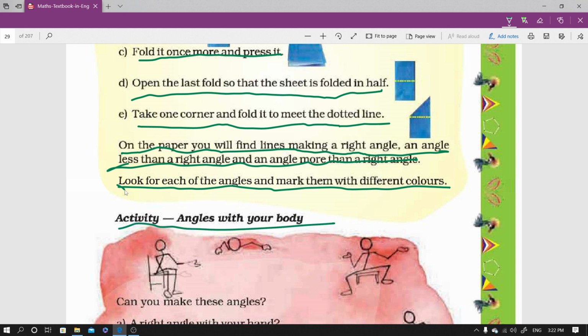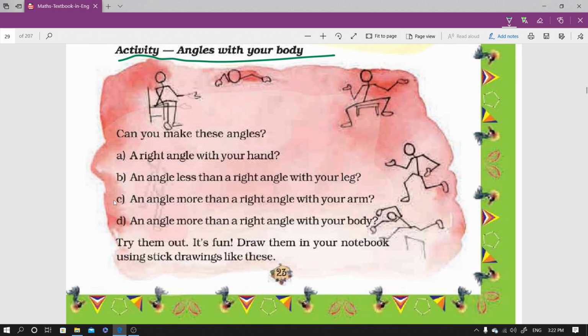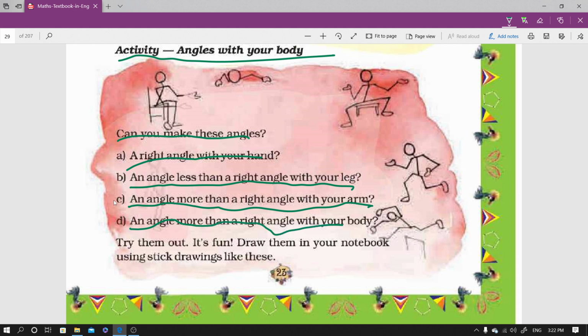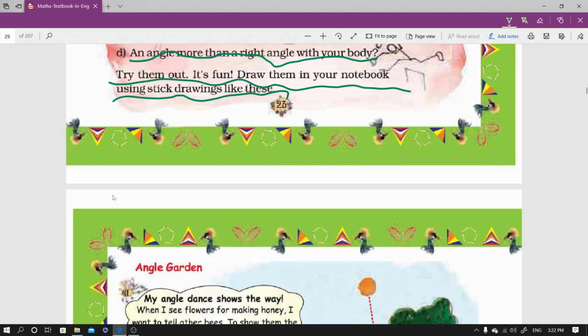Activity: angles with your body. Can you make these angles? A right angle with your hand, an angle less than a right angle with your leg, an angle more than a right angle with your arm, an angle more than a right angle with your body. Try them out, have fun. Draw them in your notebook using sticks and drawings like this.